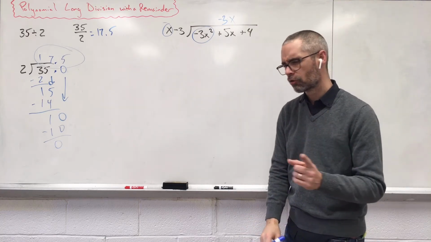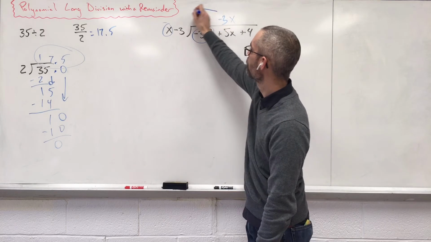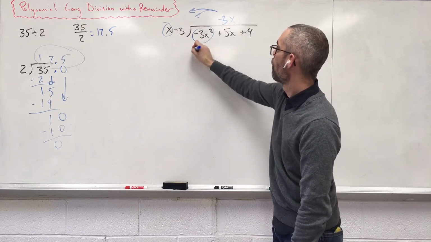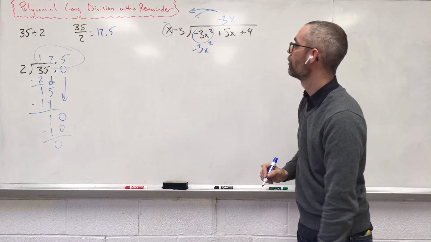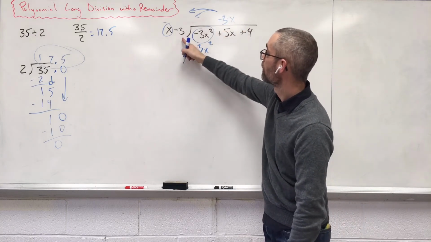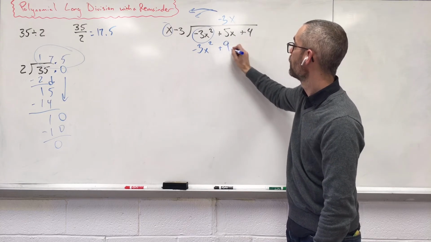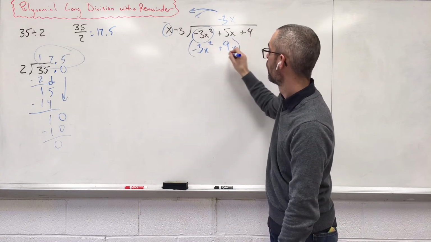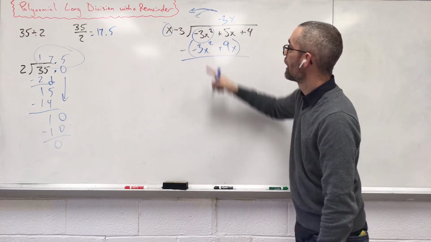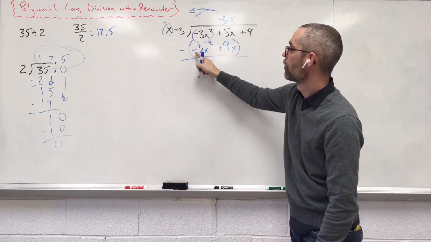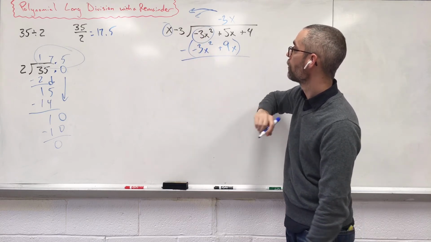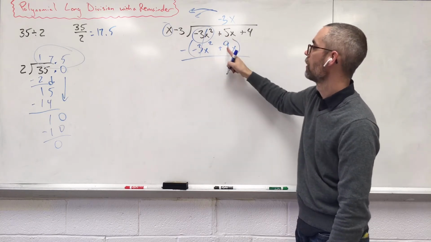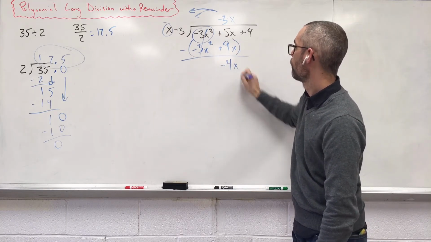Okay, let's distribute. Let's multiply. So I want to take this and go outwards twice. Negative 3x times x, negative 3x squared. Remember, add those exponents. Negative 3x times negative 3, positive 9x. After we multiply, group, subtract. Negative minus minus turns to a plus. Negative 3x squared plus 3x squared, those cancel. 5x minus 9x gives us negative 4x.